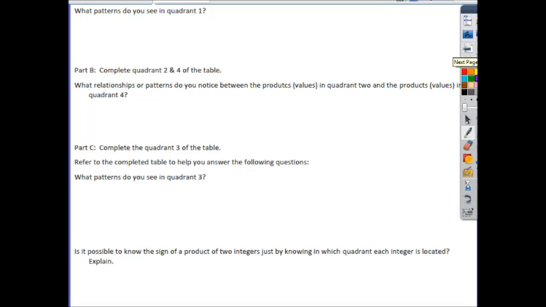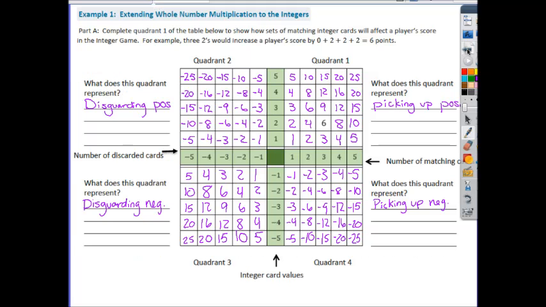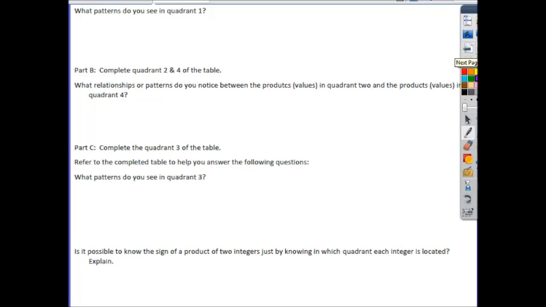So let's make some observations. What patterns do you see in quadrant 1? Well, what I notice here is every time I pick up a card that is positive, my answer is going to be a positive number. So what I should really see here is a positive times a positive equals a positive.